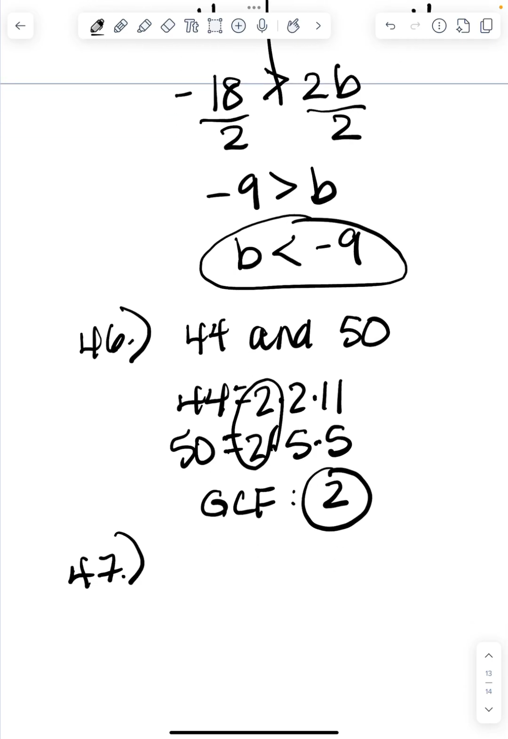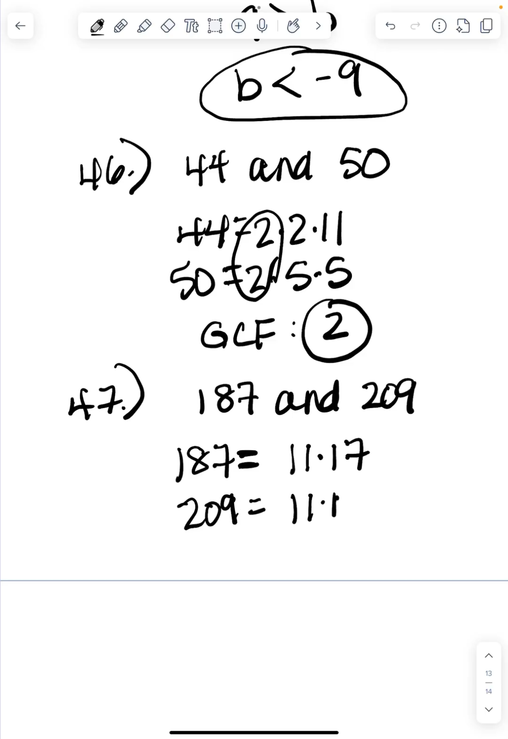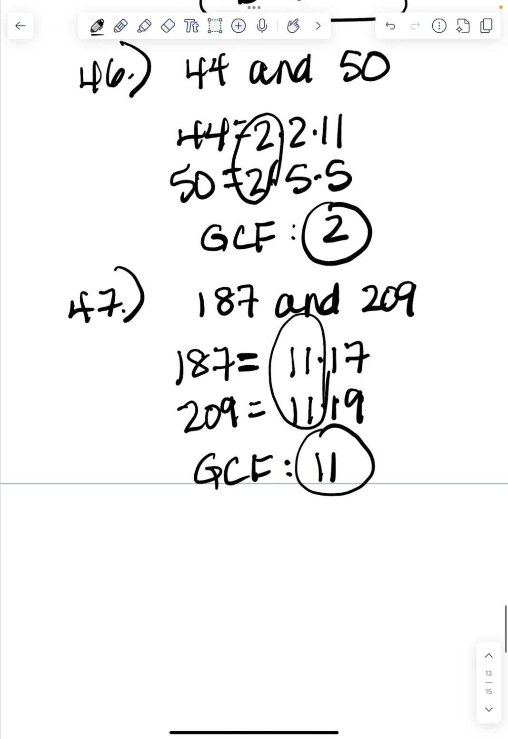47. 187 and 209. So the prime factorization for 187 is 11 times 17. And the prime factorization for 209 is 11 times 19. The GCF is the common factors, in this case just 11. 48.